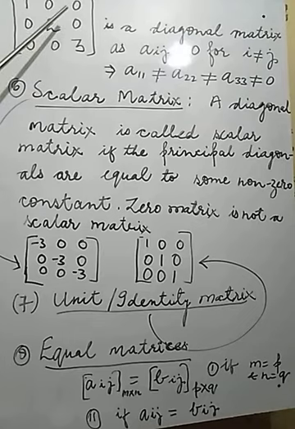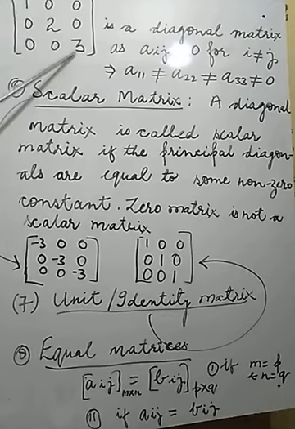So what condition is there? If the principal diagonal elements are equal to some non-zero constant, they should not be 0. It should be constant. Here they vary: 1, 2, 3. 1 is not equal to 2 and 2 is not equal to 3. But in a scalar matrix, they are constant, but 0 should not be there. You may observe, if zeros are kept here, then what will be there?